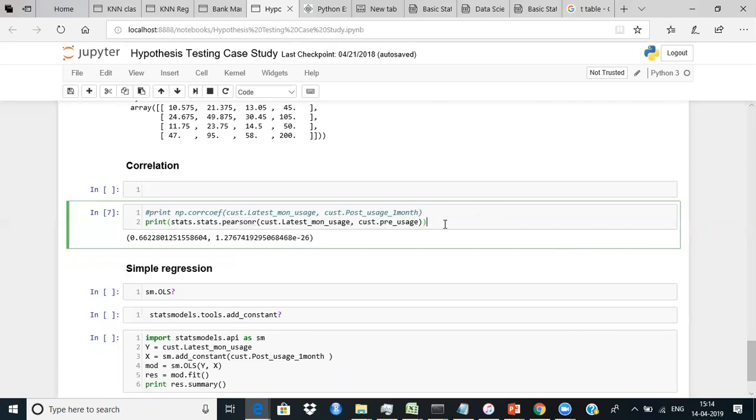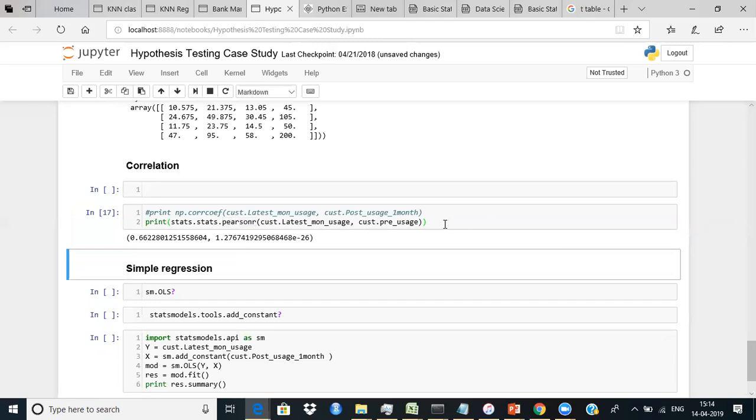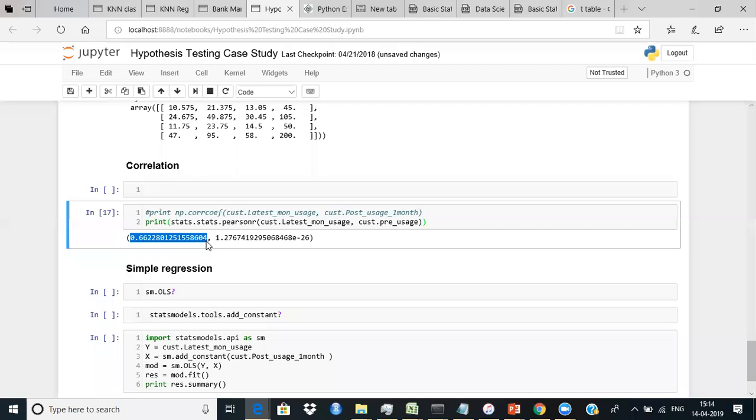Okay. Now, as soon as I run this, I get two things as output. First is the value of the Pearson correlation metric. Second is the p-value corresponding to the hypothesis test that we just did. Right? First is the sample correlation between pre and post usage. Second is the p-value. Now, based on this p-value, do you think there is correlation in population?